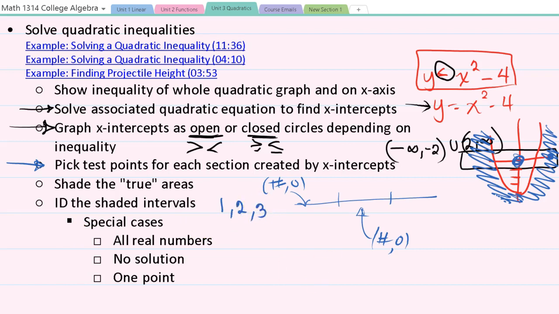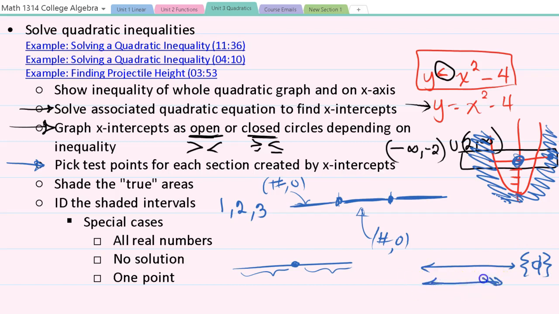If you find two x-intercepts, the number line will have 3 sections: one on the left of the leftmost x-intercept, a section between the x-intercepts, and one on the right of the rightmost x-intercept. If you find one x-intercept, it will divide the number line into two parts, to the left and to the right of the x-intercept. If you do not find a real solution, the number line is not divided. Either the number line is blank and the answer is no solution, or the entire line is shaded and the solution is all real numbers.